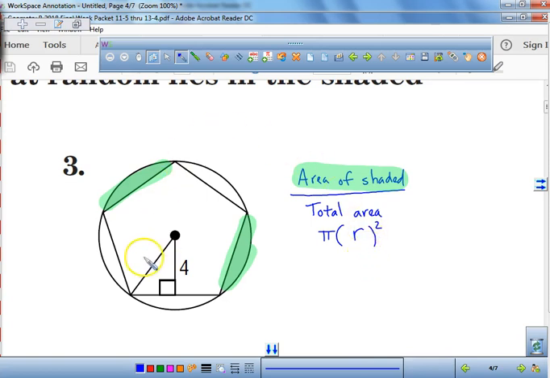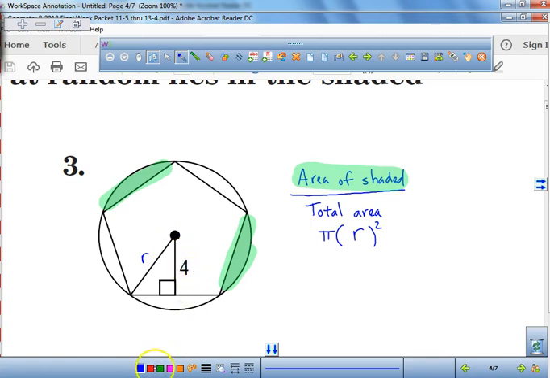By the way, if you want to, right here, you could label this section R. Do we know the length of the radius? Nope. The length of the radius is not 4. 8? Nope. 6? No, it's not 6. Thank you for guessing and not listening.